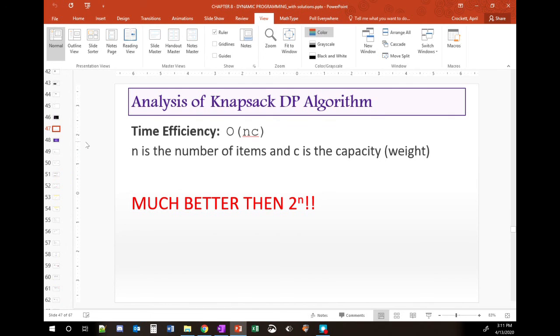Okay, the analysis or time efficiency of the Knapsack dynamic programming algorithm is big O of n times c, where n is the number of items and c is the capacity or weight, which is of course much better than the exhaustive algorithm, which was 2 to the nth power.